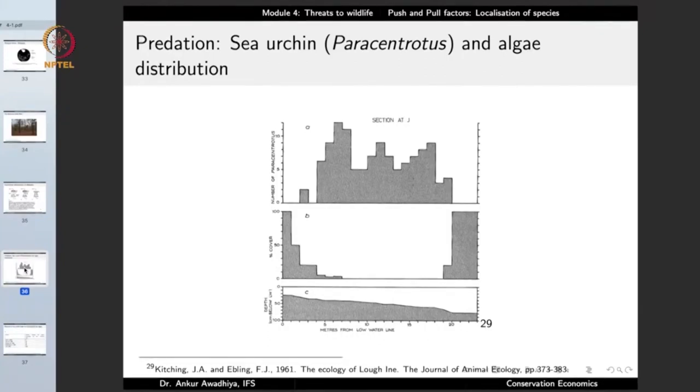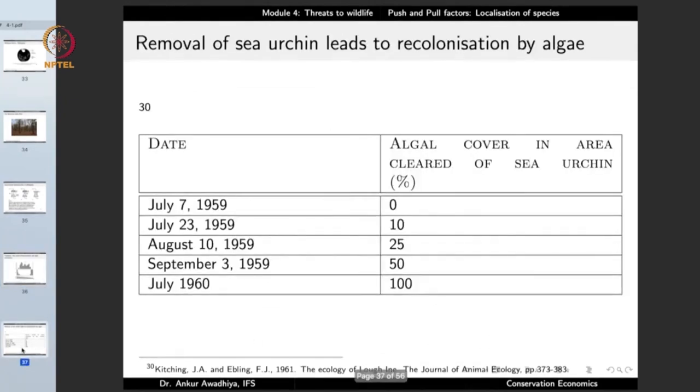A very classic example of predation is how sea urchin regulates the distribution of algae. So this is the field observation. Here you have the abundance of sea urchin. Now here sea urchin is the predator that eats up the algae. This is the abundance of sea urchin, and this is the abundance of algae. And here we find that wherever you have a heavy abundance of sea urchin, you do not find the algae. But in those locations where you do not have the sea urchins, you have a very good amount of algae. Now, how do we prove that this distribution is because of sea urchin and not because of any other organism? We show this by experiments.